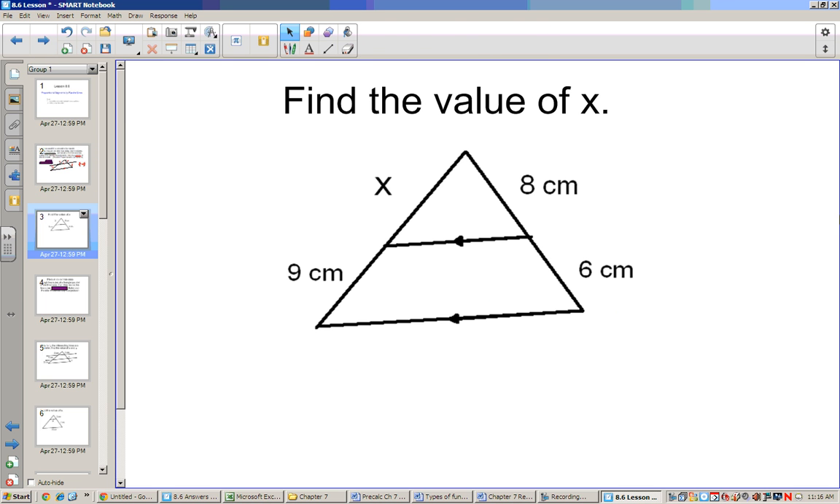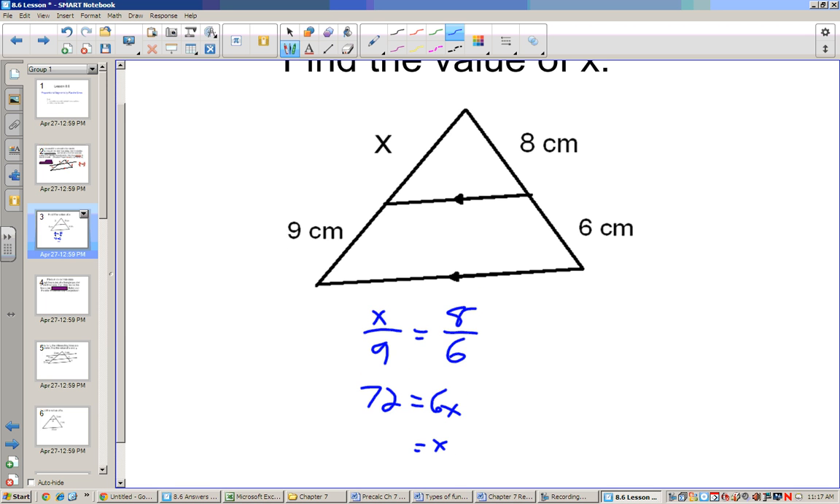So if we have this situation, x over 9 will equal 8 over 6. Now when we cross multiply and divide, 8 times 9 is 72. 72 is equal to 6x. When we divide by 6, x will be 12. So we know that this distance is 12.